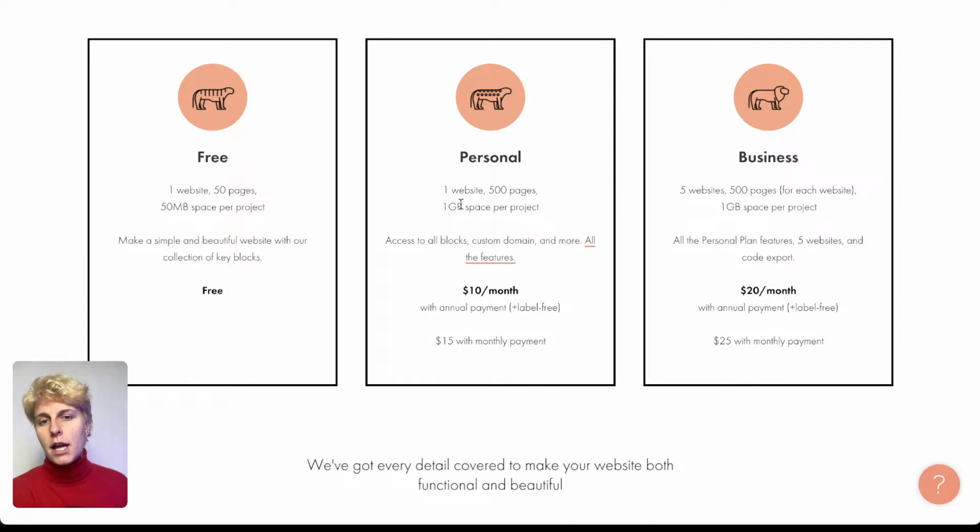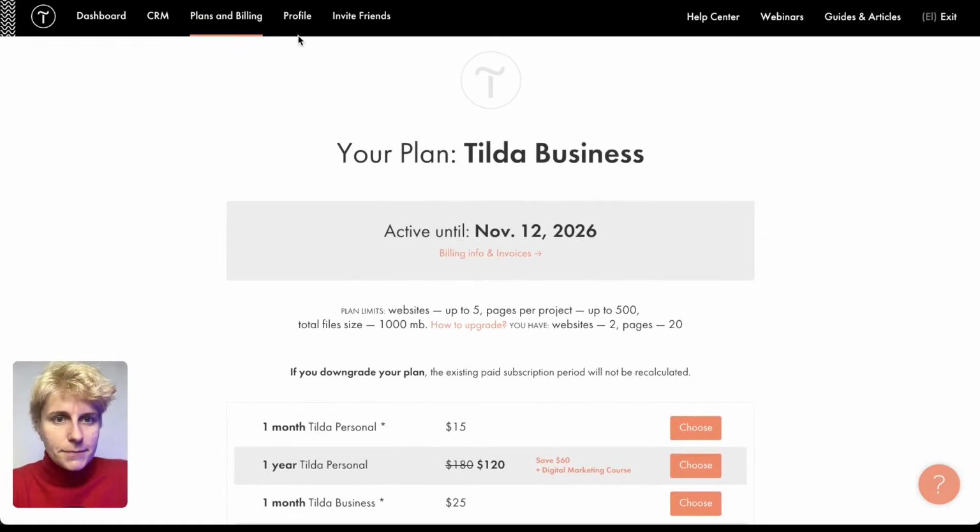On personal, you can create one website, including up to 500 pages, all right? On the business plan, you can create 5 websites with 5 different domains, each of them including 500 pages. And also, you can export your code in case you're using another server or you need it for some reason, right? Okay, I guess we covered the plans.